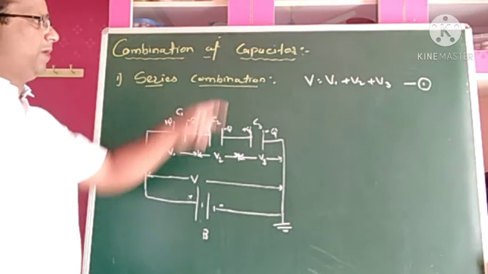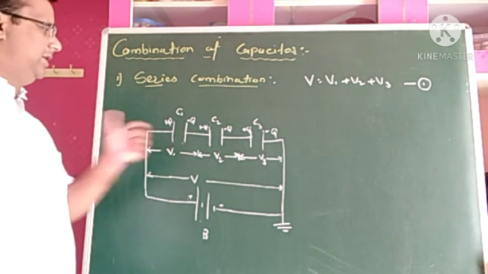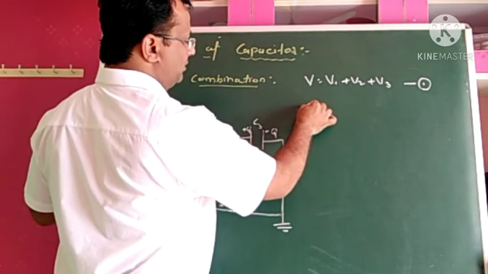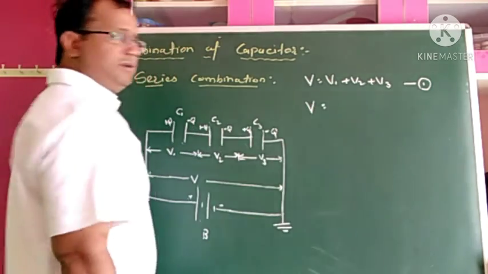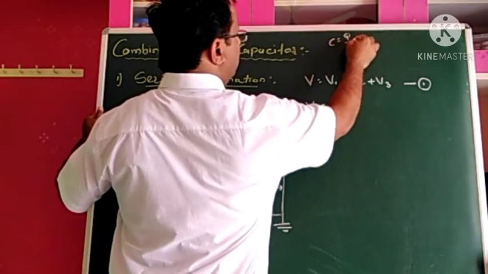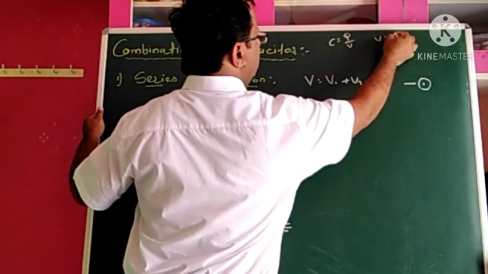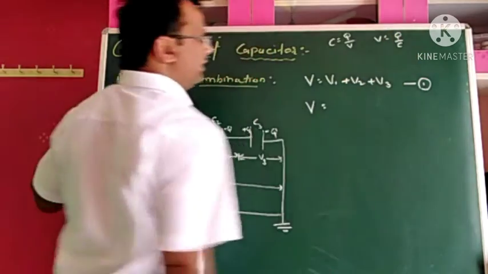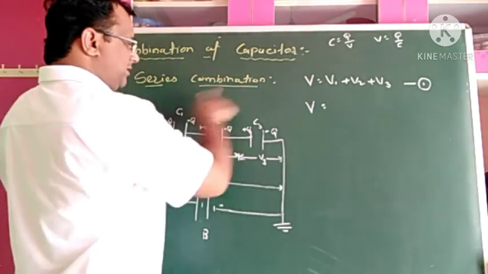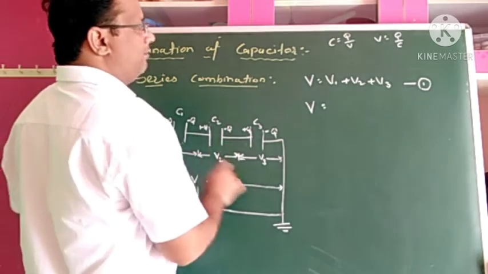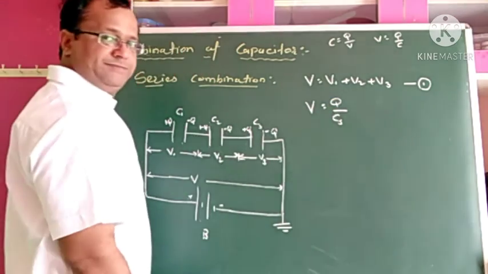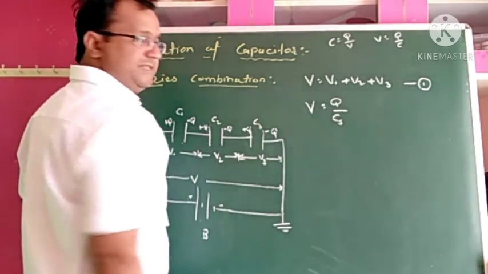Now we want to find the values of V1, V2 and V3. If we consider the equation of the potential, we know the relation C equals Q upon V, then V equals Q upon C simply. Here the value of V is the total potential. The effective capacitance of this combination is Q upon Cs. Now this is the equivalent capacitance.